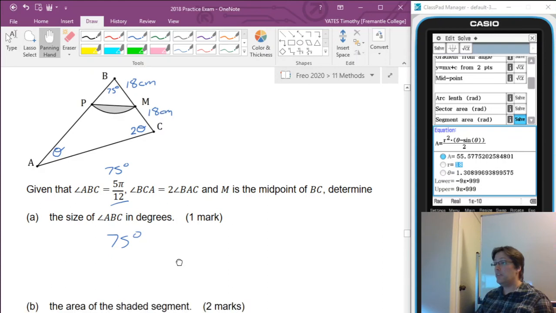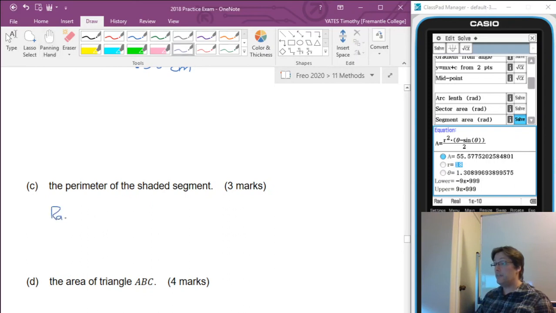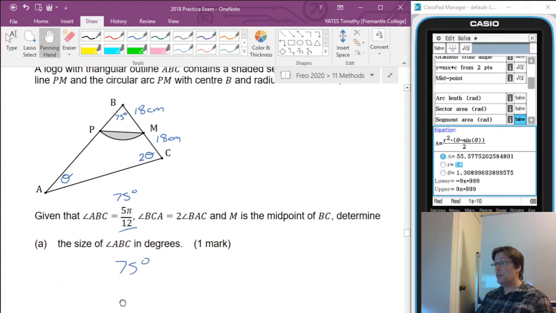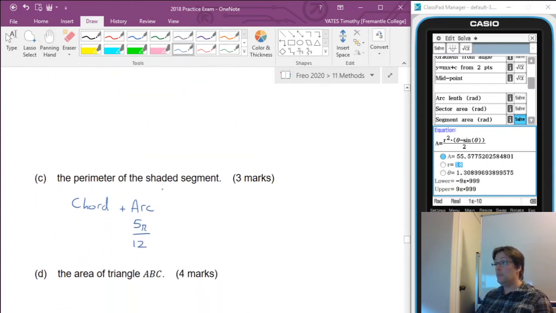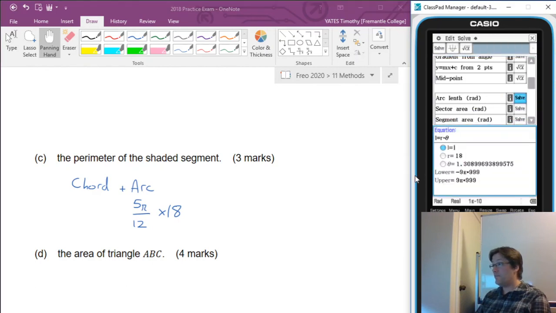Perimeter of the shaded segment. Okay, that's going to be a bit harder. So basically, it's going to be the chord plus our arc. So the arc there is 5 pi on 12, I think it was. Was that our arc? Yeah, 5 pi on 12 times the radius, which was 18. Let's just double check that. And if we really want to do that, we can just solve that in there. So the length of that is, I think it's already got it there.